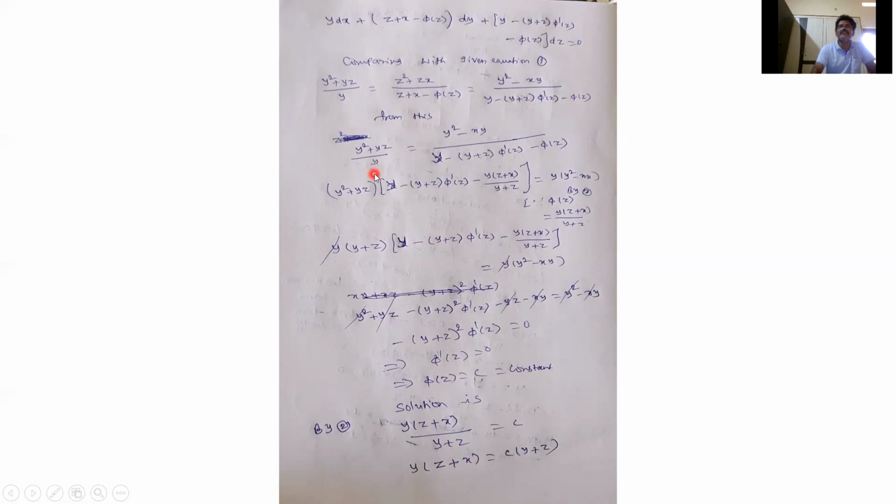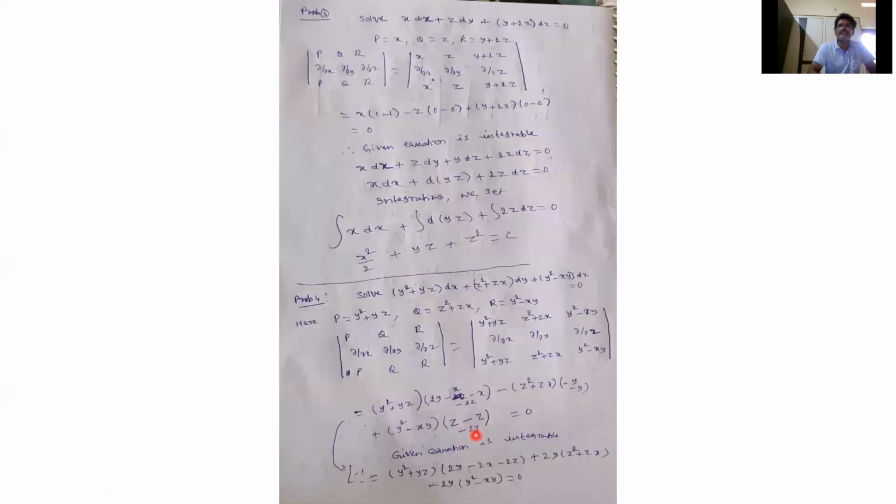Taking first and third, we get y square plus yz by y square minus xy equal to y by (y minus (y plus z) phi dash z minus phi). So cross multiplying, and we know phi z is y(z plus x) by (y plus z), by taking y common it will be cancelled. So (y plus z) into (y minus (y plus z) phi dash z minus y(z plus x) by (y plus z)). Finally, yz cancels, y square cancels, minus xy cancels. We get finally minus (y plus z) whole square phi dash z equals 0, so phi dash z equals 0. Therefore phi z is constant. The solution is y(z plus x) by (y plus z) equals c.